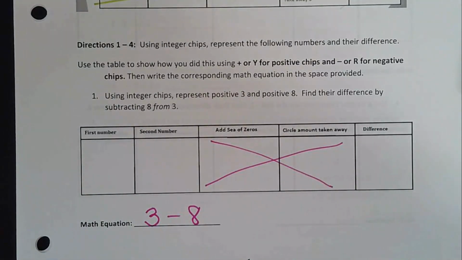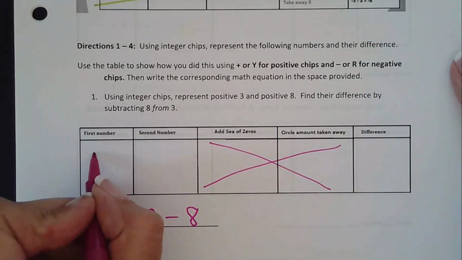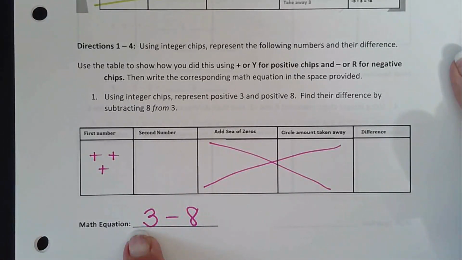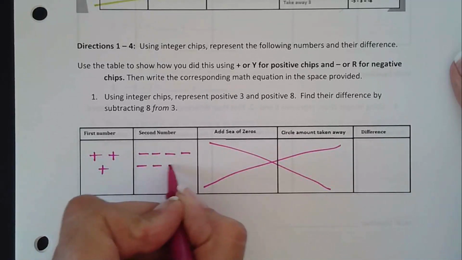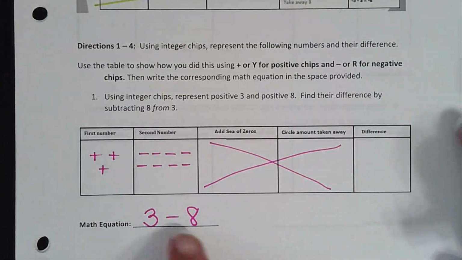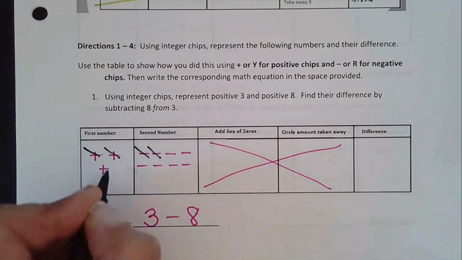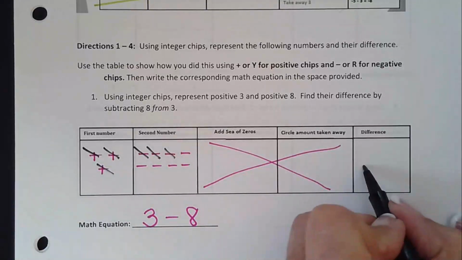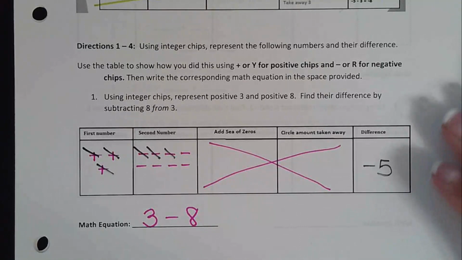So when I go to make my picture, I say, oh, that means this is 3 positives because there's no sign in front of 3, so that means plus. And then 8 negatives. 1, 2, 3, 4, 5, 6, 7, 8, because the subtraction sign means 8 is negative. And then I can go ding, ding, ding. And what does that leave me with? 1, 2, 3, 4, 5. -5.